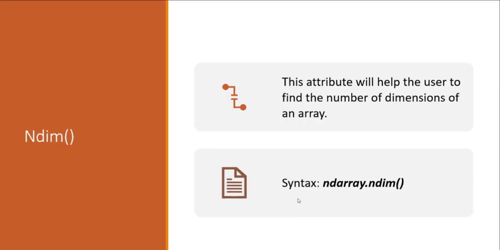Now we will discuss and understand the next attribute, that is ndim. This attribute helps find the number of dimensions of a NumPy array. For example, 1 means that the array is one dimensional, 2 means that the array is two dimensional. So here is the syntax of ndim. ndarray is the array and ndim is the attribute. There is no parameter in this attribute. Now let's see the example for better understanding of the ndim attribute.